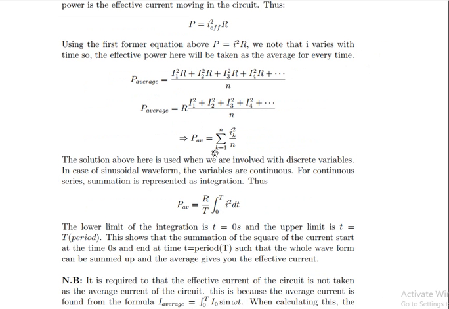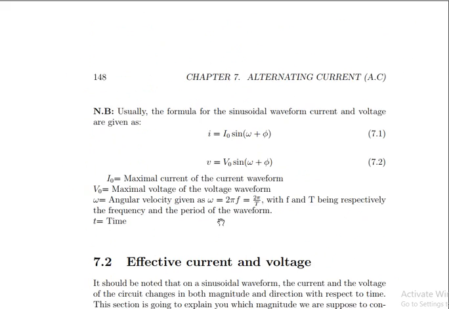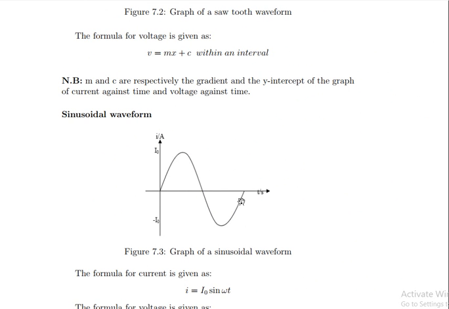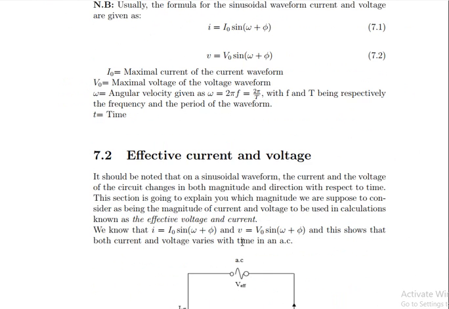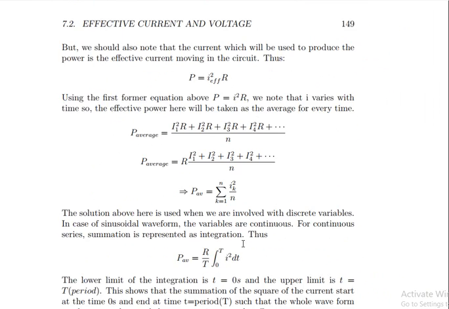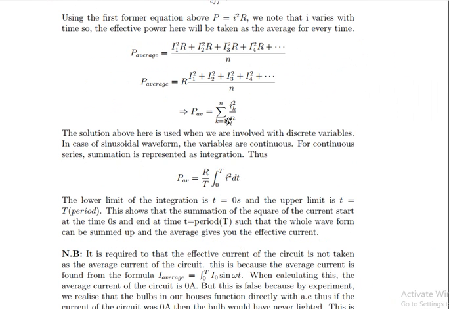Now we need to know that this is the summation. The summation is used in case of discrete circuit, in case of discrete variables. But now we are involved with this sinusoidal waveform, and a sinusoidal waveform is a continuous variable spectrum and not a discrete variable spectrum. With continuous variable, summation is said to be integral.